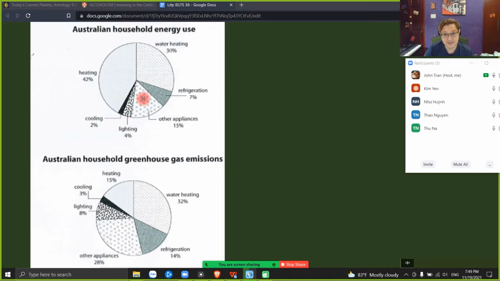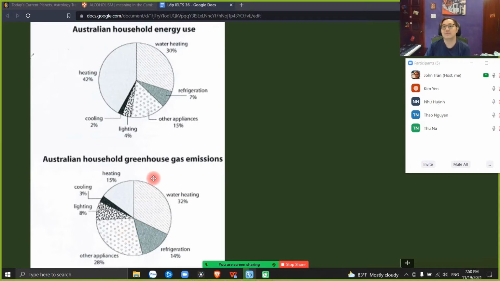So how about other appliances? Other devices, other appliances, other gadgets, like for example smartphones, TV, vacuum cleaner, or washing machines, or what else? Maybe a dryer, tumble dryer. That's a lot. And you see other appliances produce almost double the greenhouse gas emission.